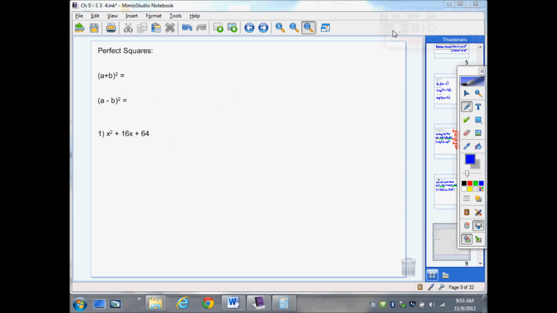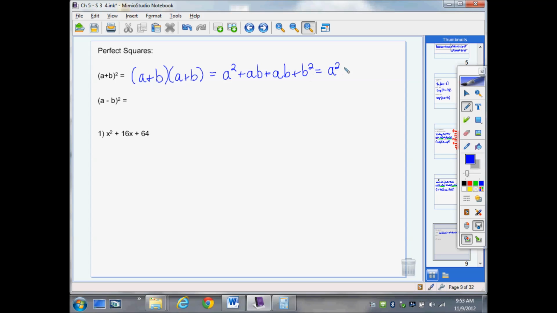All right, so perfect square. If I have a plus b squared, what that equals is a plus b times a plus b. And if I FOIL that out, I get a squared plus ab plus ab plus b squared. And so what it really equals is a squared plus 2 times a times b plus b squared. And it's the same thing if I have a minus b squared. The only difference is instead of plus 2ab, it's minus 2ab.